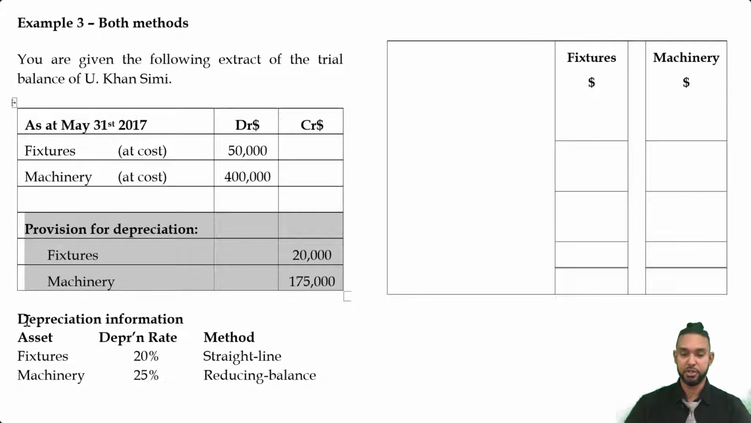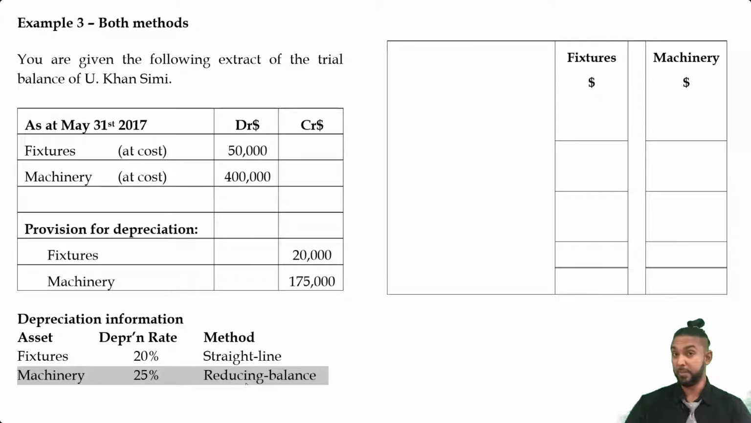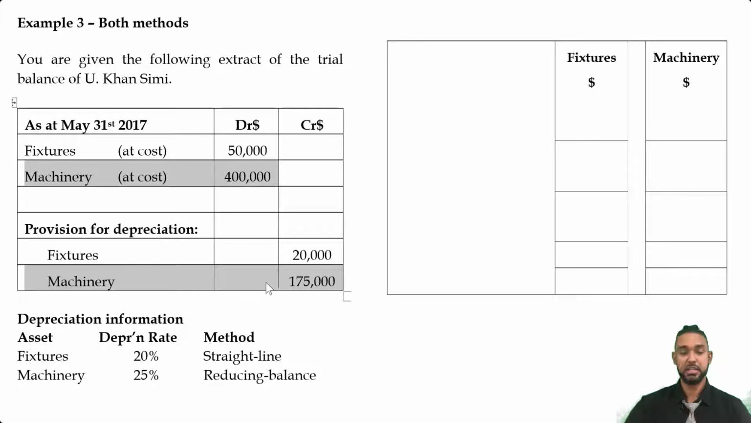Now let's take a look at the depreciation information. So for the fixtures, they're being depreciated at a rate of 20% using the straight line method. So we know in that case, we're just going to take that 20% and multiply it by this 50,000. There's nothing else that needs to be done to calculate the depreciation expense. For the machinery, however, that's being depreciated at a rate of 25% using the reducing balance method. What did we see in the previous example and question? To calculate the depreciation expense for the reducing balance method, we have to multiply the rate by the net book value of the asset. The net book value is the cost of the asset minus any depreciation on it already charged. So let's take one thing at a time.